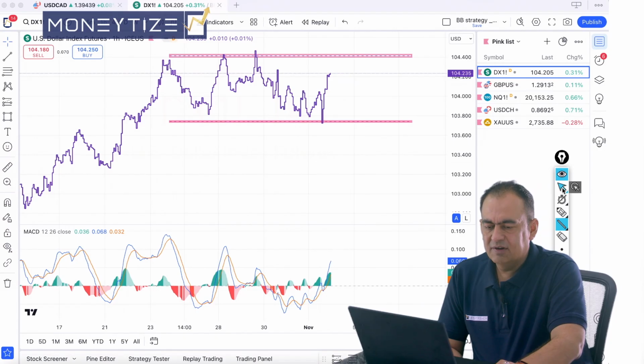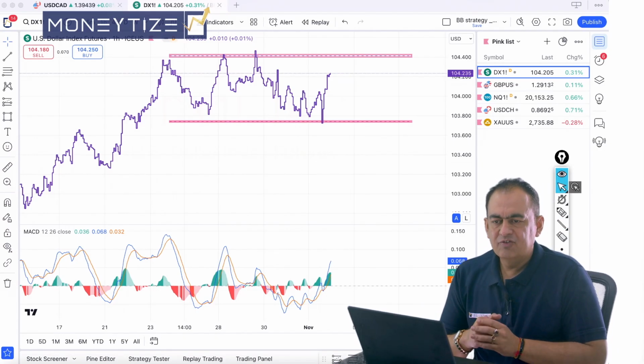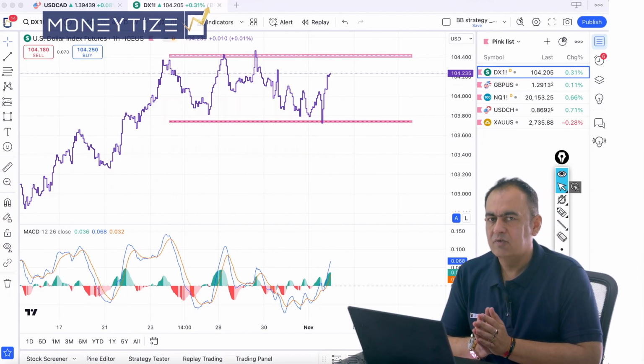Now let's move to the next instrument, which is pound versus US dollar. Now we have an interest rate announcement coming up from the Bank of England, and it is expected that they are going to drop the rates.